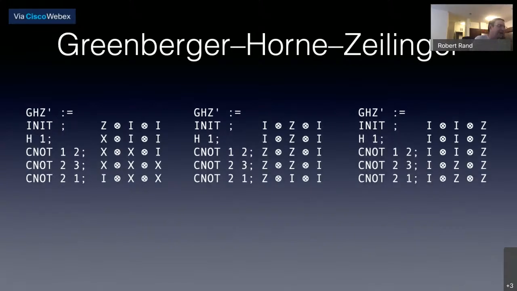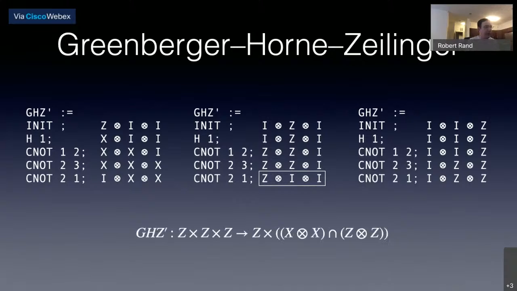What's more interesting is what if I add another line? So I'm calling this GHZ prime, and I've added one line that is going to do a C naught from 2 to 1, and that should disentangle 1 from the rest of the GHZ state, right? So fortunately, what we see is that the outcome of this middle derivation has the Z tensor I, which means, again, that Z is separable from the rest of the system. So I can now derive that GHZ prime, as I'm calling it, has the output type Z cross X tensor X intersection Z tensor Z.